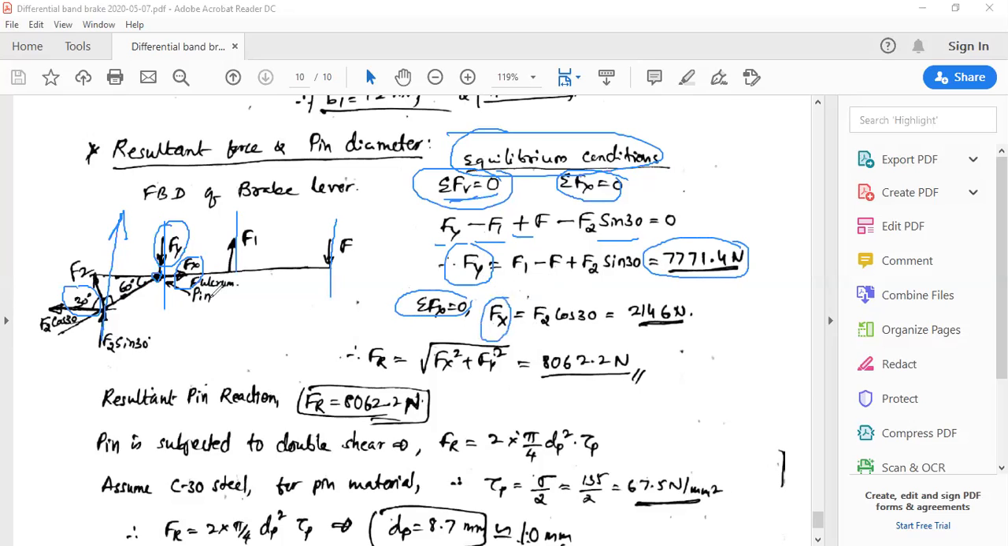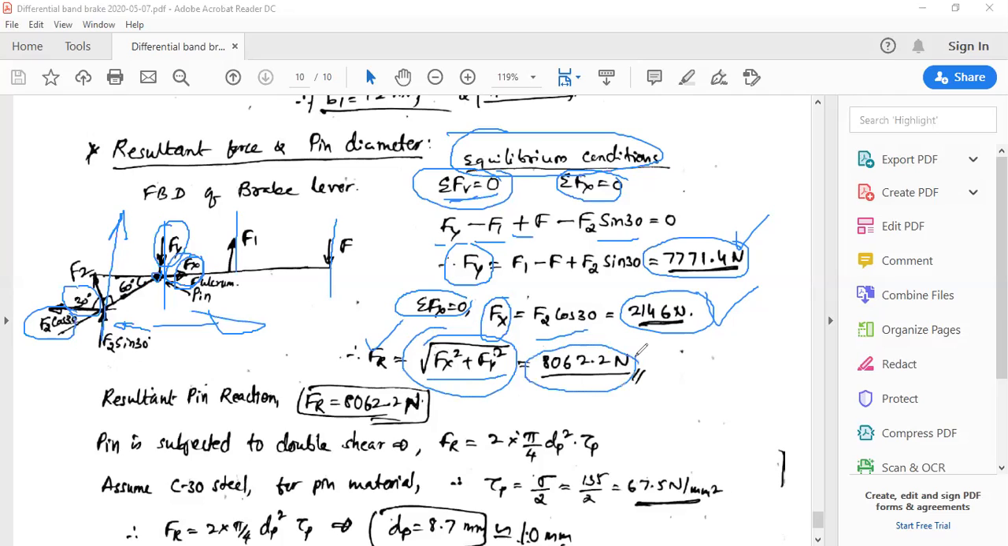and Fx, summation of Fx equal to 0, or horizontal components are equated to 0. So how many horizontal components are there? Only 2. One is Fx acting in this direction, another one is F2 cos 30 acting in the opposite direction. So equate these two, F2 cos 30, that is nothing but 2146 newtons. So this is Fx and this is Fy. If you want the total reaction or the resultant reaction, that is Fr. Fr is given by square root of Fx square plus Fy square. So that resultant value is 8062.2 newtons. Next, we have to calculate the resultant pin reaction also. So that is what calculated here, 8062 newtons.